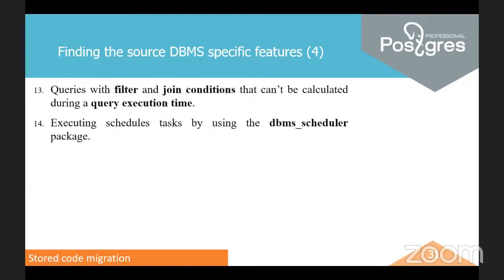And I would like to emphasize that you should be wary of queries with filter and join conditions that can be calculated during query execution time. You should test your query to see if it works as expected for the most part of your data set. And the last point, what are the counterparts for the DBMS scheduler package? As I have just said, pgPro scheduler as a part of Postgres Pro Enterprise. And if you prefer open source, you can use pgAgent, pgcron, and pgtimetable.